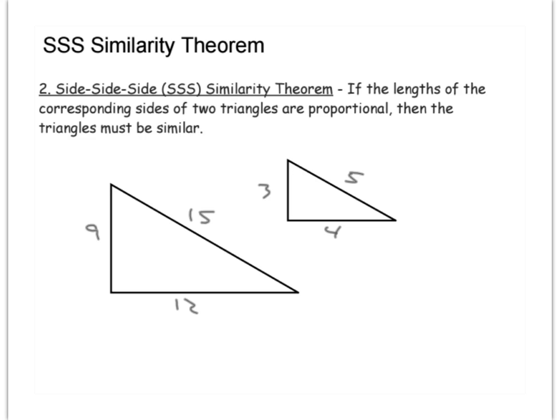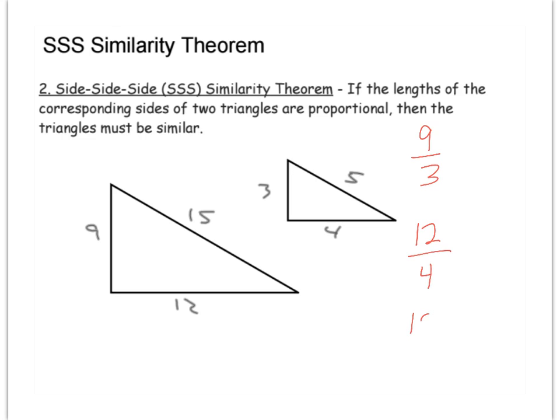So using side, side, side similarity requires us to set up ratios. Corresponding sides, doesn't matter which one we put on top. So 9/3, because 9 and 3 correspond on this triangle. 12 and 4 correspond. And I'm going to do 12/4 because my first one I did big triangle over little triangle. So all the rest of them have to be big over little. Alright?